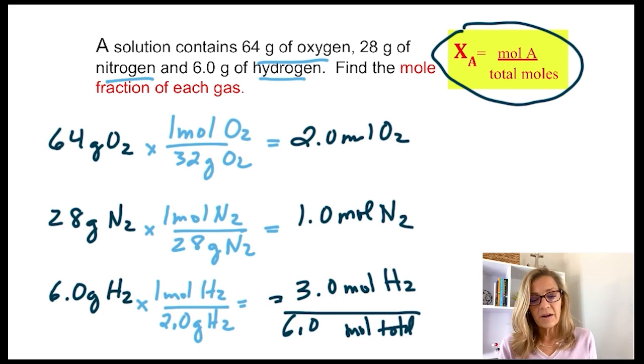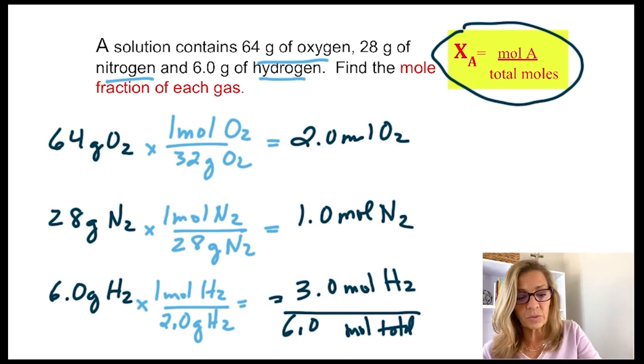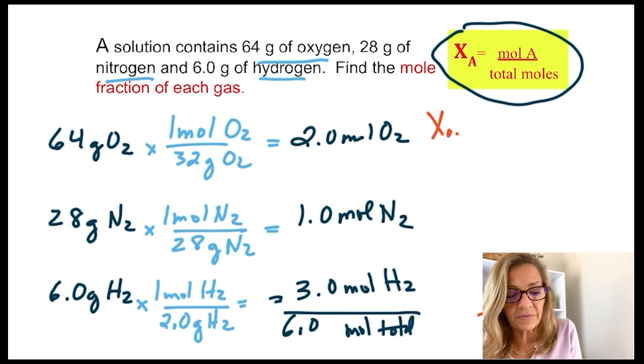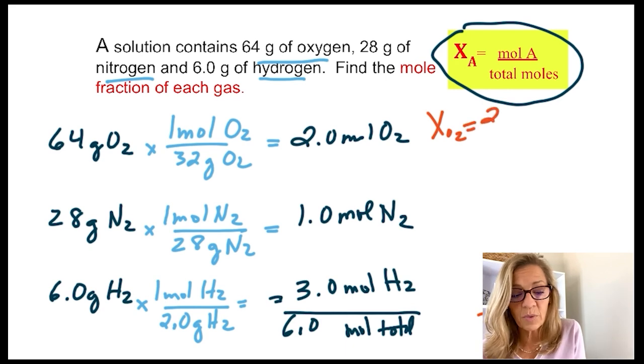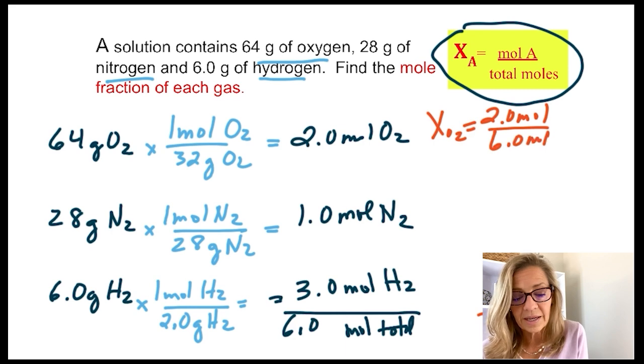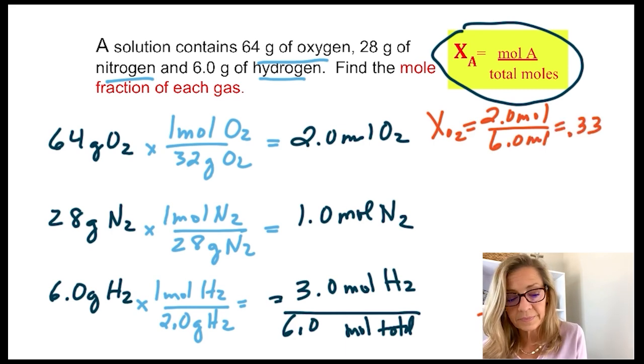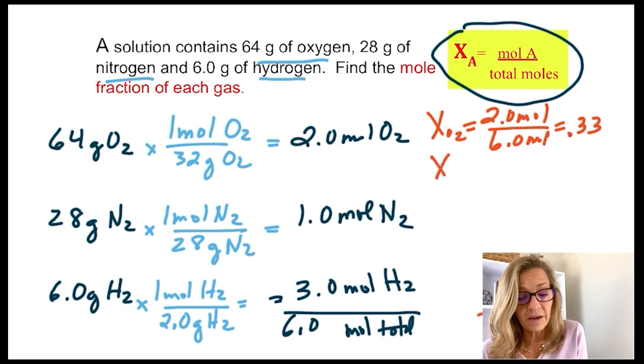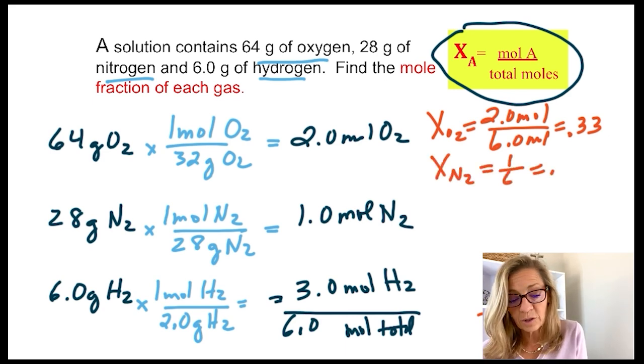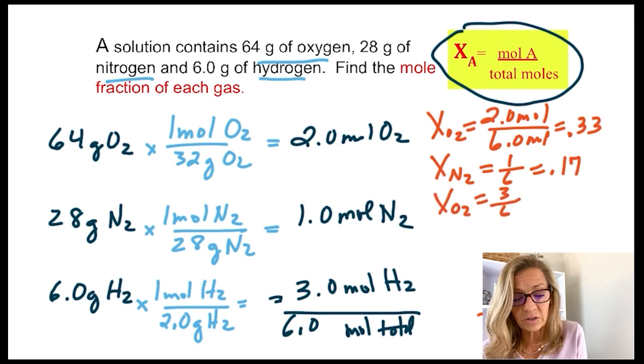Okay. Now to find the mole fraction of each one, the mole fraction of oxygen is the 2 moles of oxygen divided by the total moles, which is 6 moles. And so that's going to give me 0.33. And then we're going to do the same thing for nitrogen. It's going to be 1 divided by 6. So that's 0.17. And then the hydrogen, 3 divided by 6, which is 0.50.